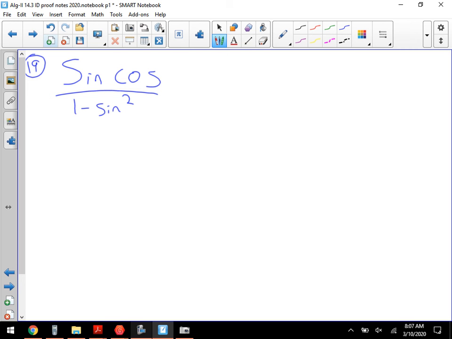So you have sine cosine over 1 minus sine squared. You recognize right away that you have 1 minus sine squared, so you start there, and you see that's cosine squared. So I rewrite it right away: sine cosine over cosine squared. When the top cosine goes away, you get sine over cosine, and that's tangent.